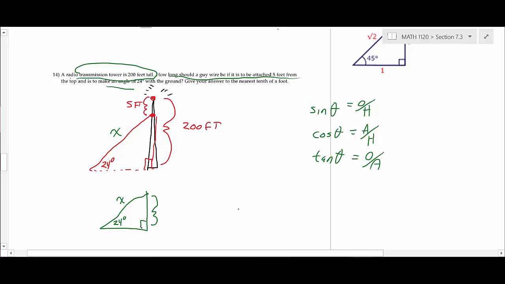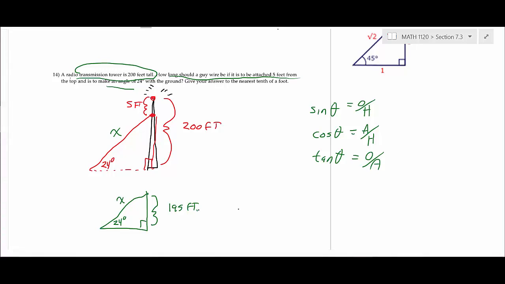It's not 200. What is it? It's 195. Because remember, the whole thing is 200, so that part right there is 5 less, so that's 195. That's what the problem says. That's a part of the problem. So that's going to be 195 feet like that. And that's what we need to focus on, that triangle right there.